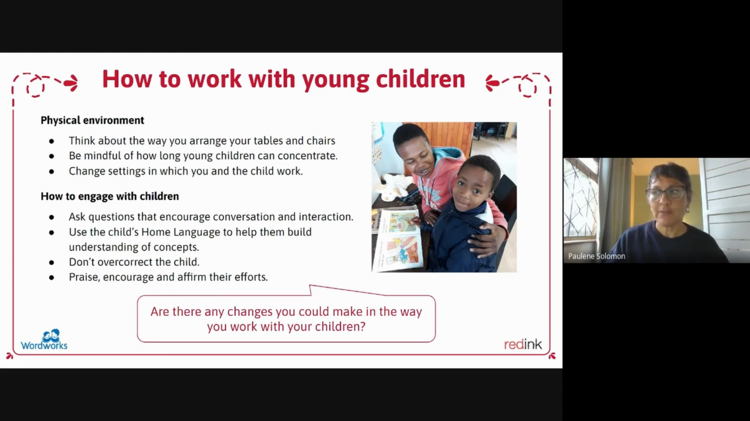Can you see the question at the bottom? Are there any changes you could make in the way you work with the children in your tutoring program? So have that at the back of your mind.